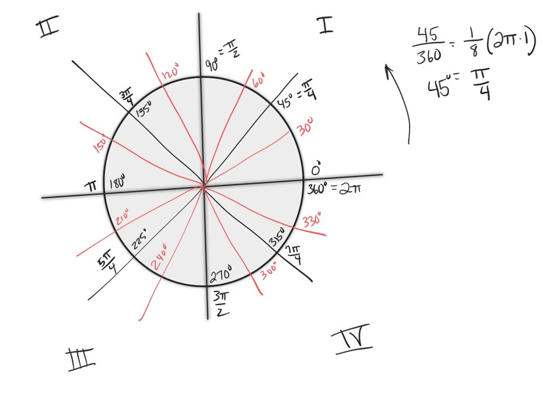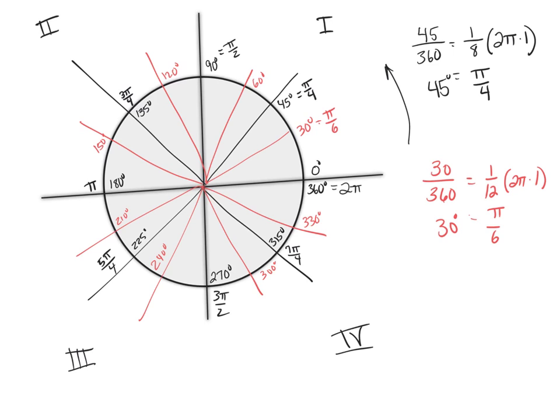Now let's look at our multiples of 30. Let's see what portion of the circle a 30-degree angle is. 30 degrees is 1/12 of the circle. So 1/12 of my circumference is going to be pi over 6. So 30 degrees is pi over 6 radians. So for every 30, we'll add another pi over 6. So at 30 degrees, we start with pi over 6.